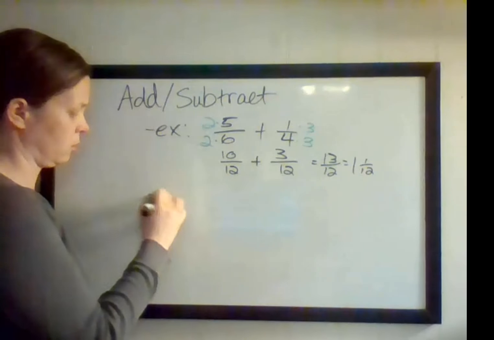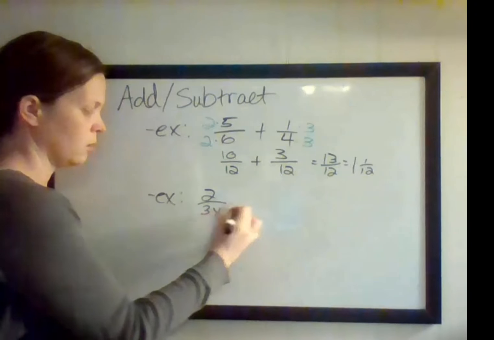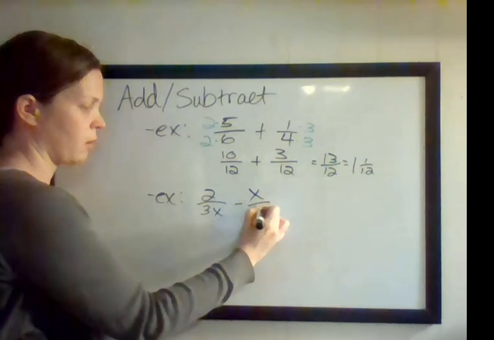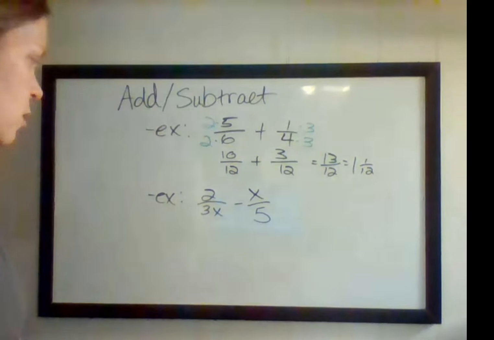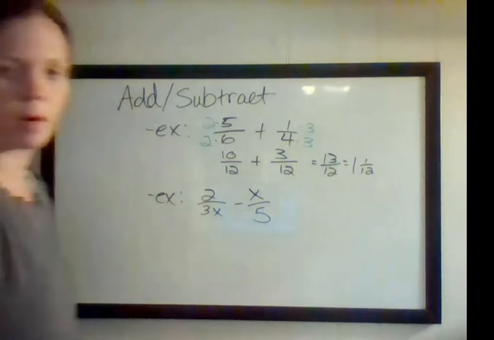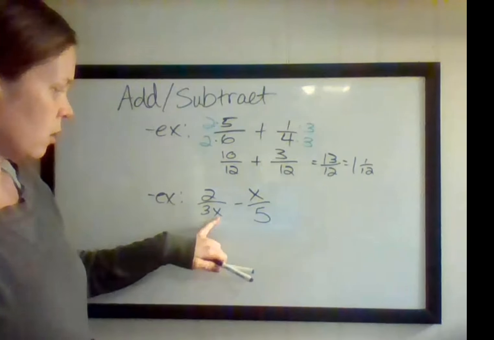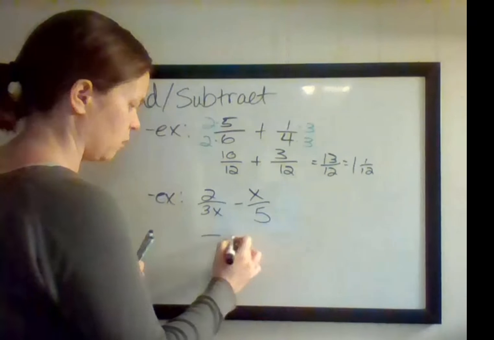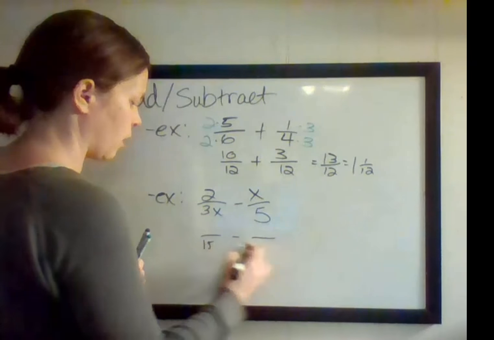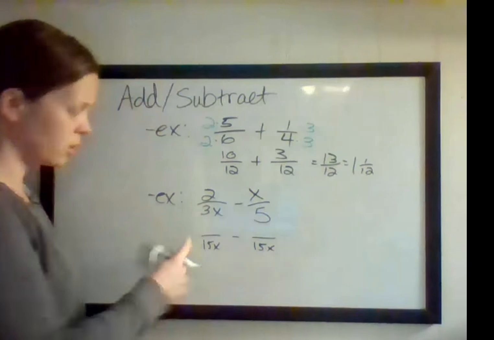Okay, so now let's throw in some x's. 2 over 3x minus x over 5. So, common denominator. We're looking at 3x and we're looking at 5. The main difference here now is I have an x in the bottom. So in terms of the numbers, it's going to be 15, but I also will need an x in there. So it's going to be 15x.